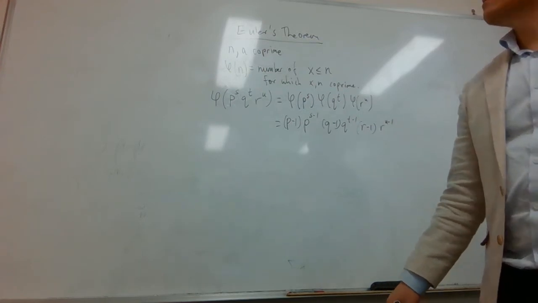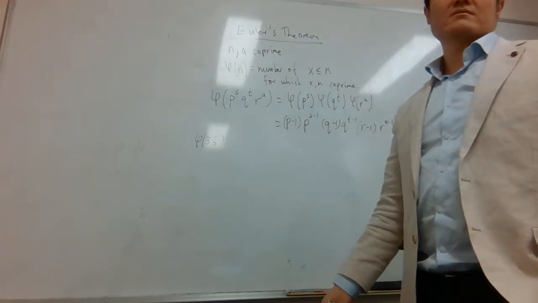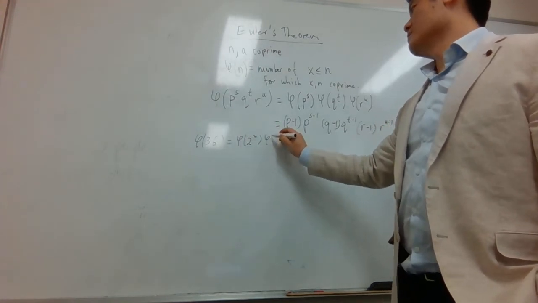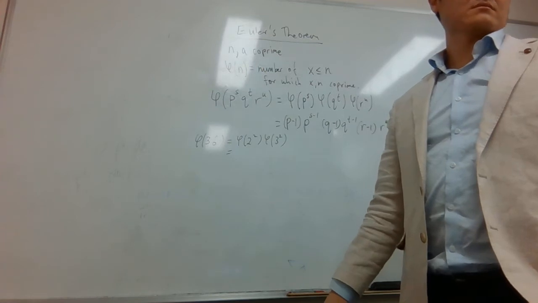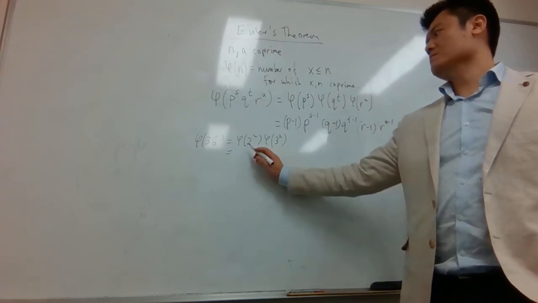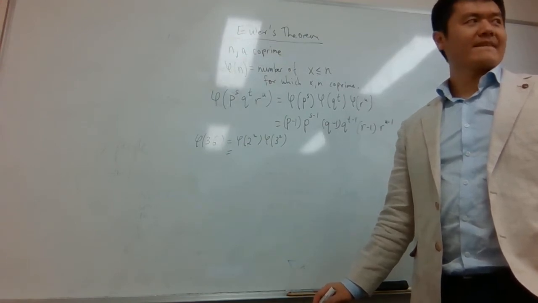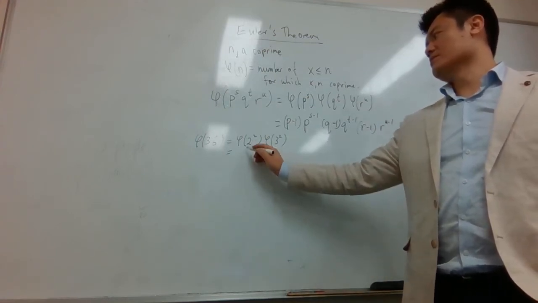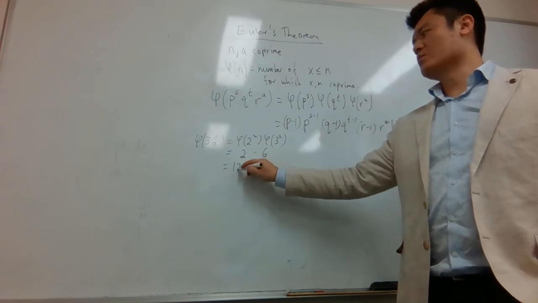Do you understand? Yep. So you might want to do an example, like what's phi of 36? That's 2 squared times 3 squared, so it's phi of 2 squared times phi of 3 squared. That's 2 times 6, so that's a 2 and this is a 6, supposedly 12.